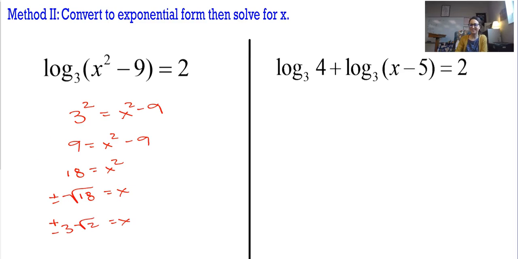And we can rationalize that if you want as plus or minus 3 square roots of 2. Make sure you do test these and verify that they both work. And in this case, you will see that we can keep both solutions.